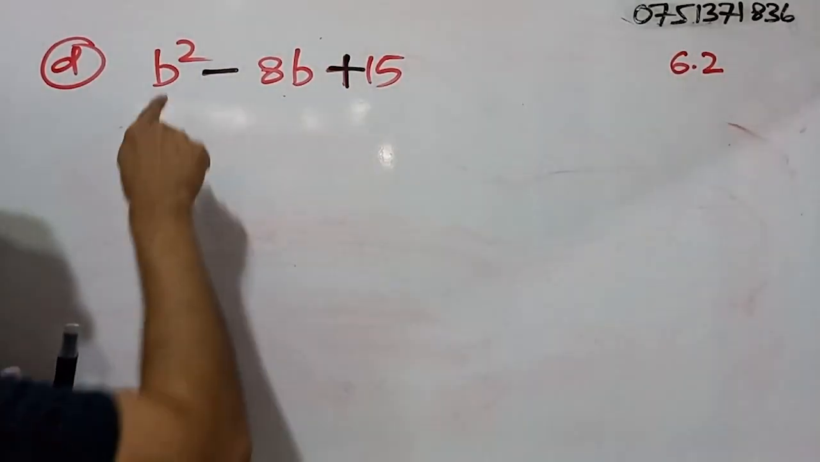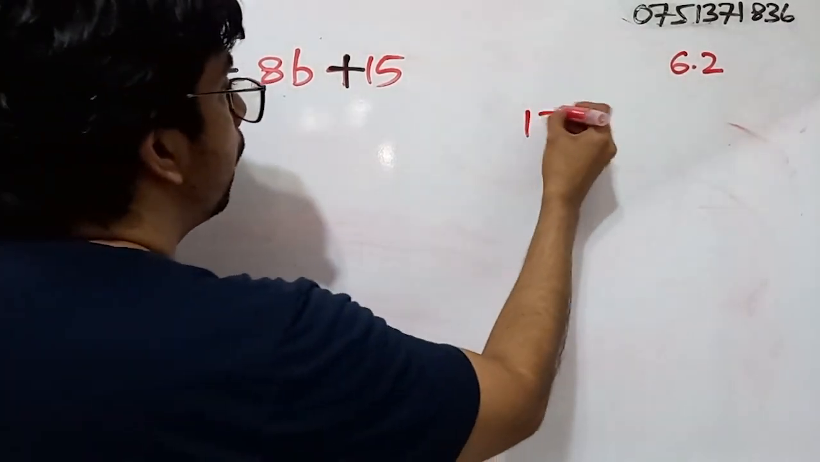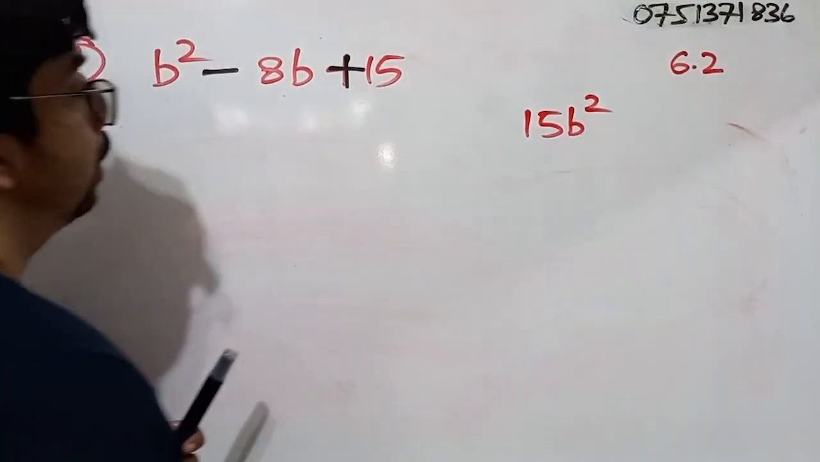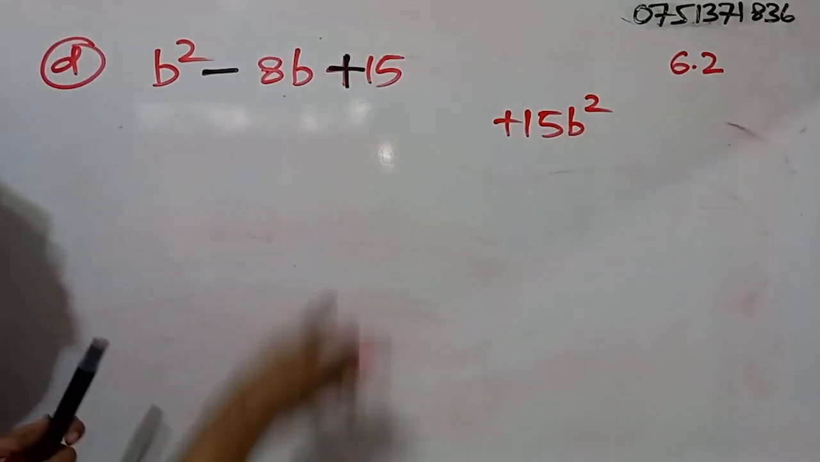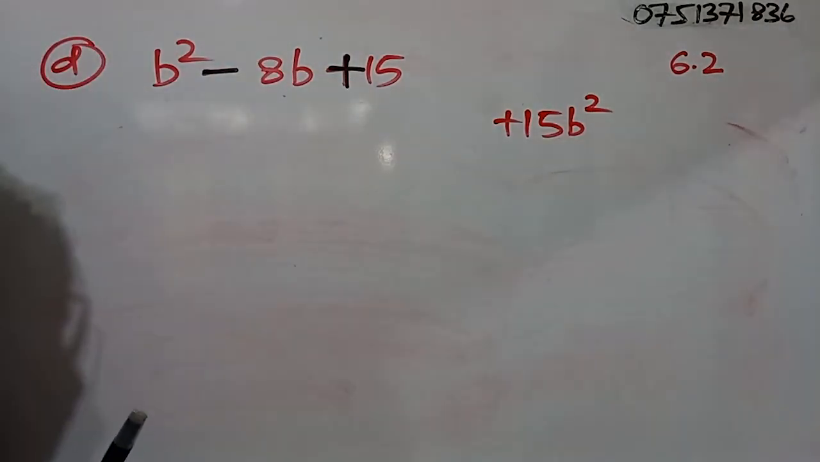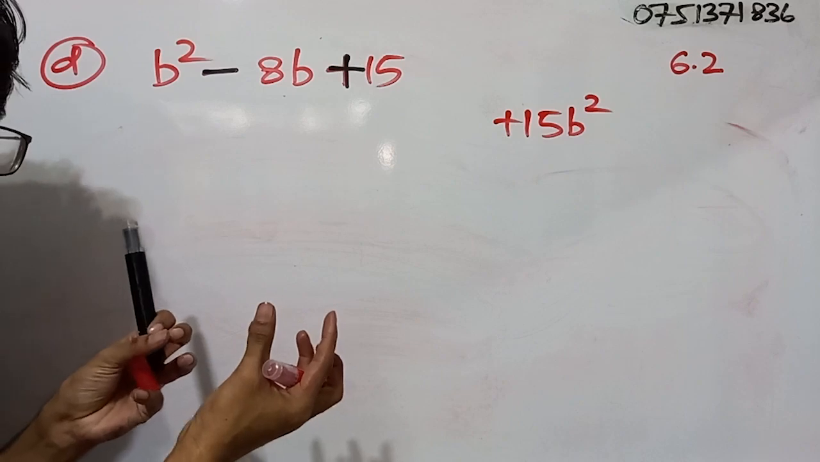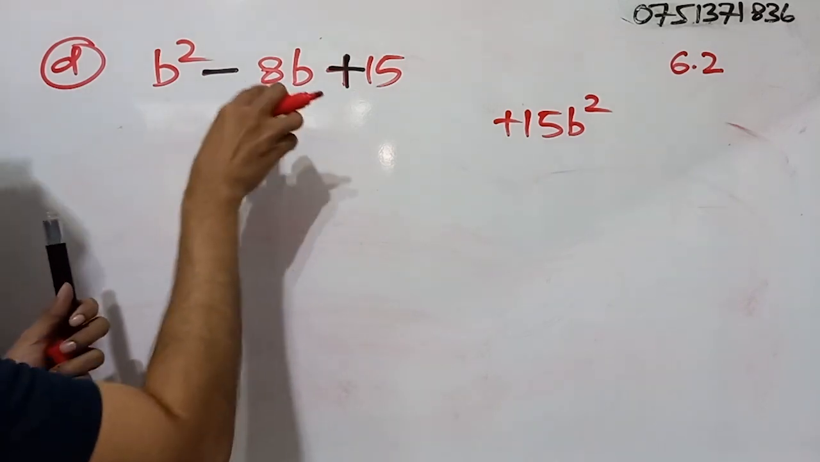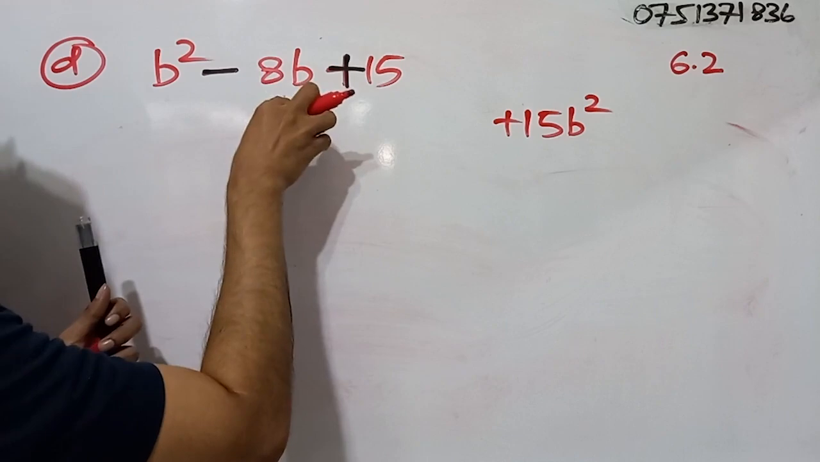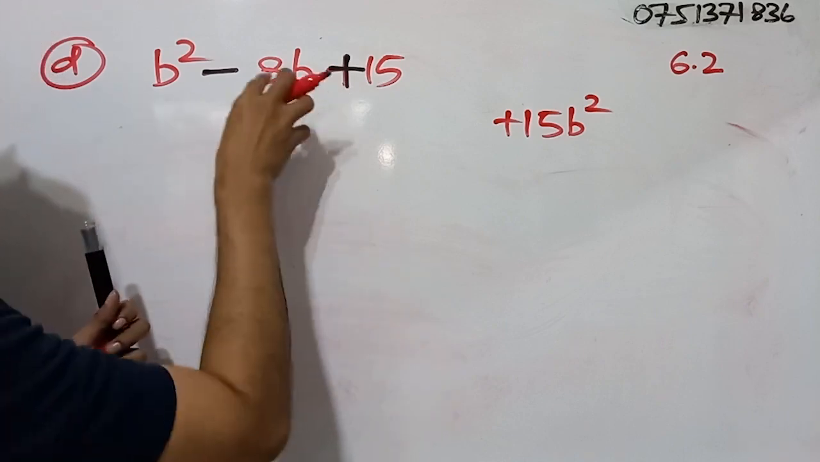Right? So when we multiply these two, what do we get? 15b squared. It is also positive. This is plus, this is minus. That means two factors, when we add them, must give us the middle term, which is 8b.